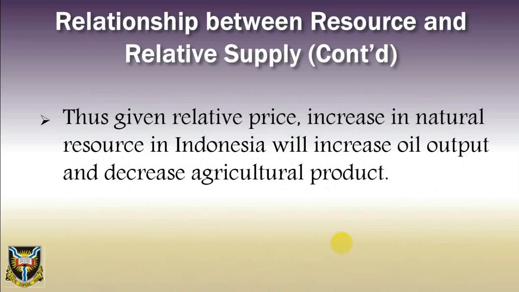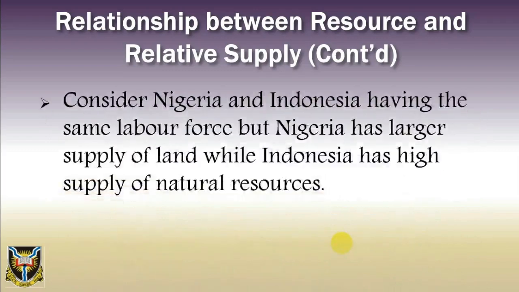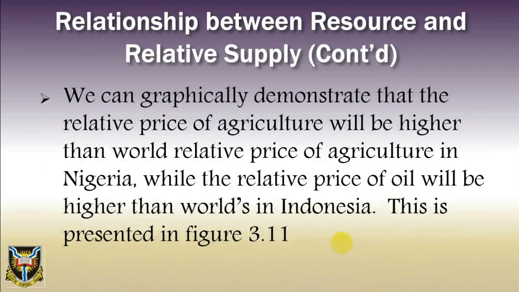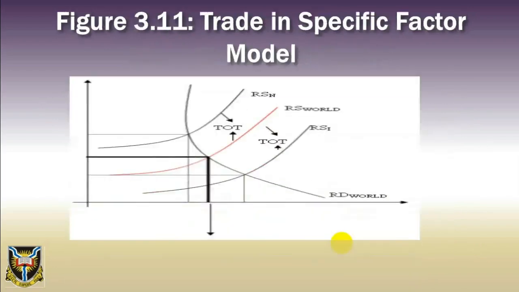Consider Nigeria and Indonesia having the same labor force, but Nigeria has larger supply of land while Indonesia has supply of natural resources. We can graphically demonstrate that the relative price of agriculture will be higher than world relative price of agriculture in Nigeria, while the relative price of oil will be higher than world's in Indonesia. This is presented in figure 3.11.